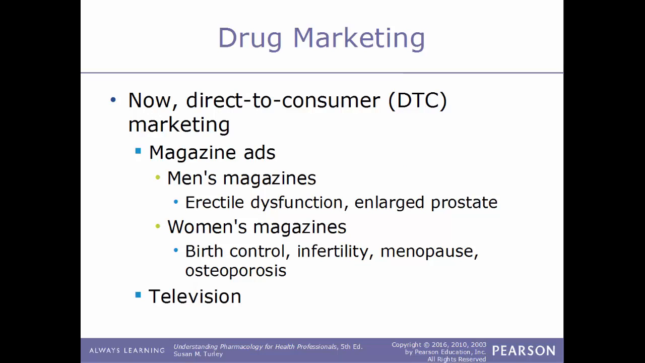That's how it worked in the past, but now marketing works by DTC, direct to consumer. This is done by magazine ads, television ads, radio ads, and depending on where you see these ads, they'll be more focused on that target audience. For example, drugs that advertise in men's magazines may focus more on erectile dysfunction drugs or drugs that would treat an enlarged prostate. Drugs that advertise in women's magazines would focus on menopause drugs or infertility or osteoporosis or birth control. So you're going after a much more targeted audience based on the TV show you're advertising on or the magazine that you're advertising in.